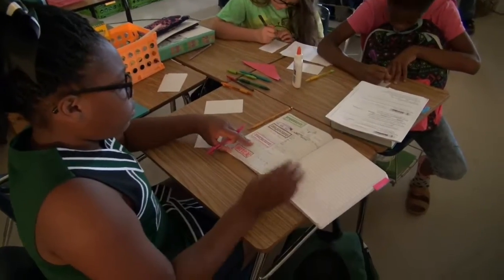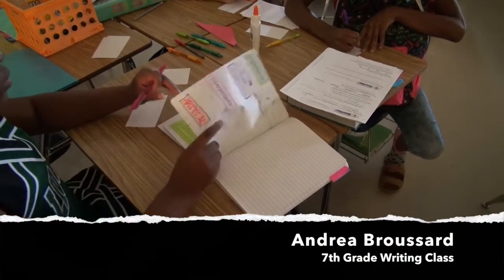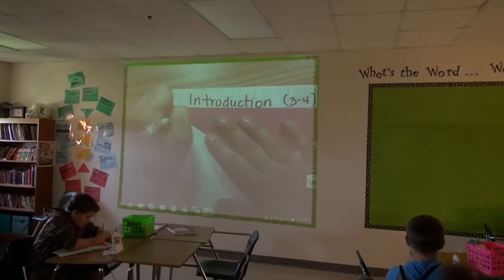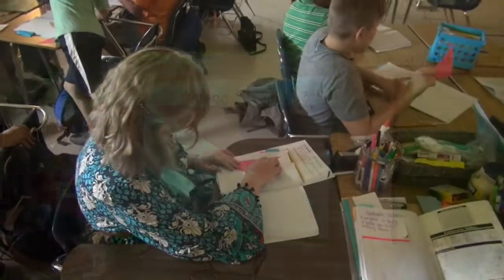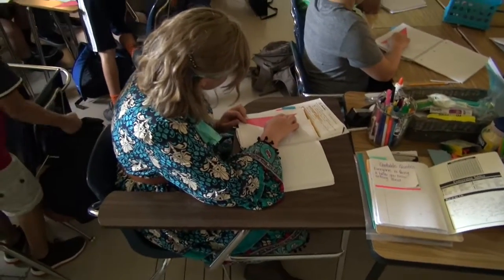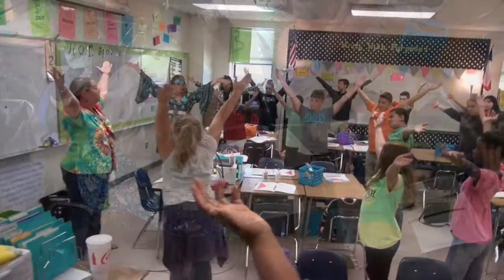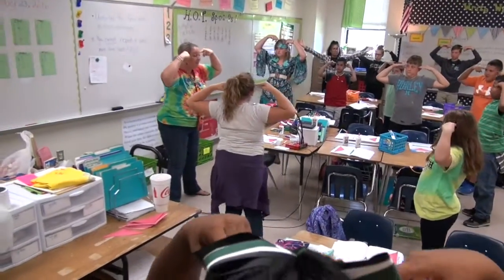This is my seventh grade writing class, and we are beginning to write our first expository essay. In doing that, we separate all of this in color. In our journals, we do color-coded portions like our introductions, which is if you see the raising of the hand, that's the introduction.